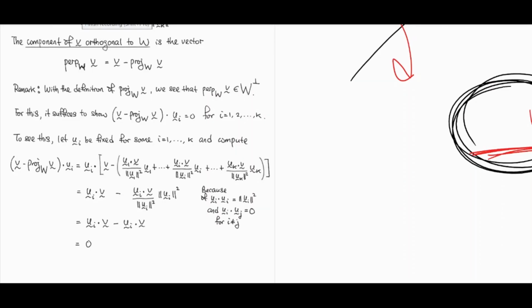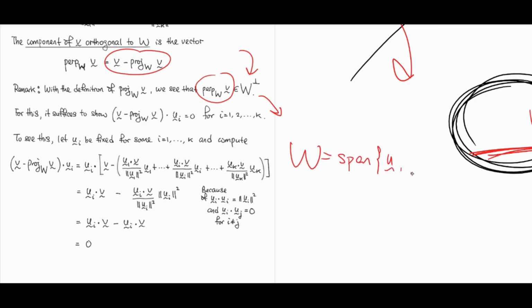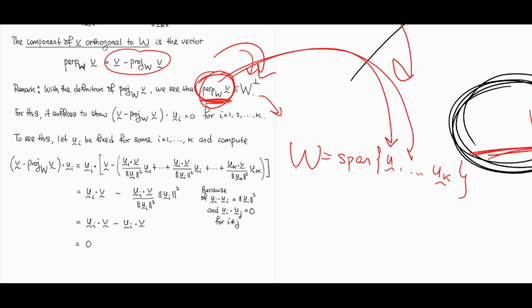All right, it's actually pretty easy to see that this vector right here is in W perp. Remember that your W is spanned by the basis vectors U1 all the way to UK. From prior knowledge, to show that an element is in W perp, where W is the span of these vectors, the only thing you need to do is demonstrate that the dot product of this vector with U1 is 0, with U2 is 0, and so on and so forth. So let's demonstrate that. If you take V minus the projection of V onto W and take the dot product with Ui, where i is any of these numbers, it will be guaranteed 0.